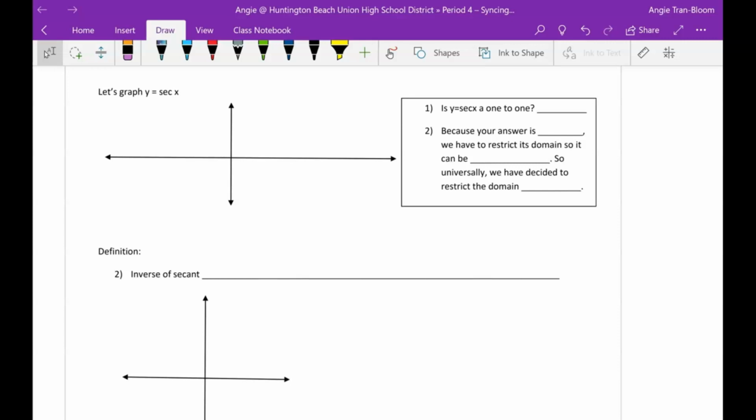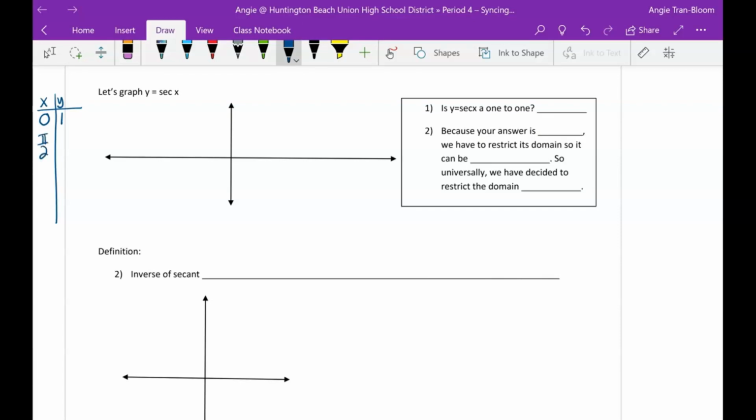We're going to start with graphing regular secant first. So what I normally do is I make a T chart. This is your input, which is x, and this is your y, which is your output. Now secant, I want to think of it as cosine, so I'm going to find the value for cosine and then do its reciprocal. Cosine of 0 is 1. The reciprocal of 1 is still 1. So secant of 0 is 1.